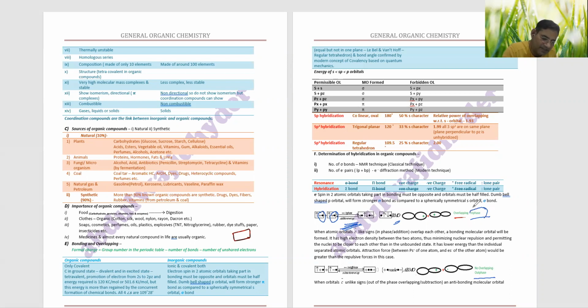But if suppose this has a plus sign and this has a minus sign, then that will be out of phase and it will be an anti-bonding molecular orbital. A node will be there between them. Bonding will not be possible. That will be subtractive in nature, that will be destructive in nature.